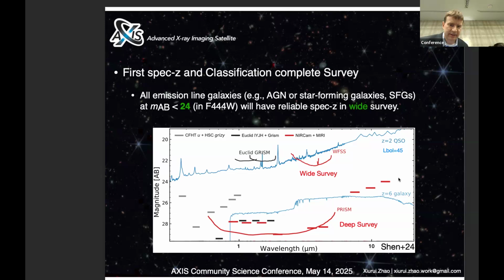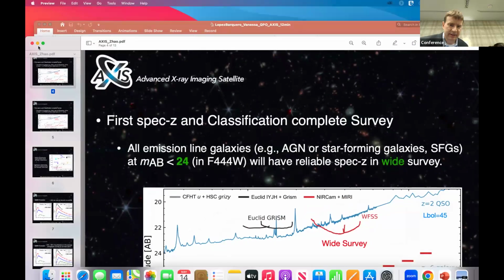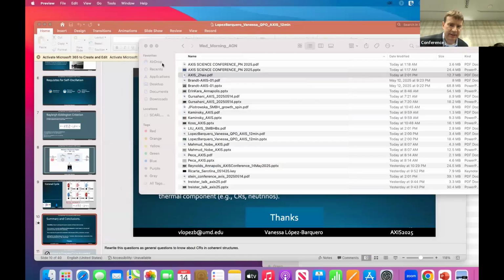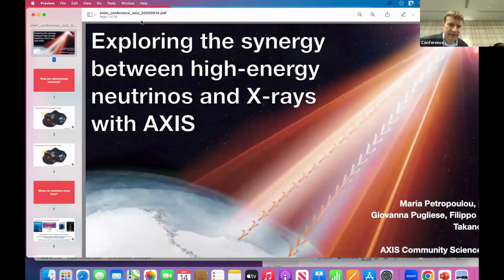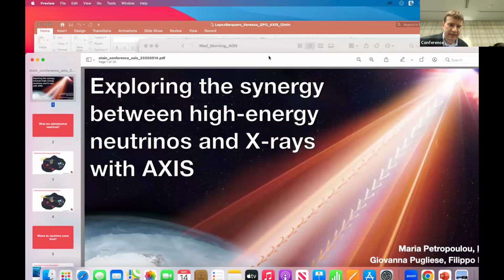All right, thank you, Xiurui. And I've been told that Sophia is not here, so we'll move to Robert Stein. Over here, yeah. And Robert will be talking about exploring the synergy between high energy neutrinos and X-rays with AXIS. Okay, great.